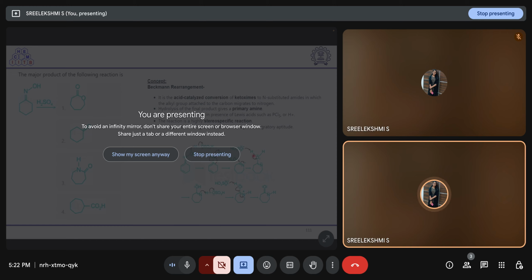So this is an example of Beckmann rearrangement and it is actually giving a ring expanded product, which will be an amide basically. So the correct answer is option 3. So this is a new reaction which we didn't discuss in the previous sessions. This is an example of Beckmann rearrangement.